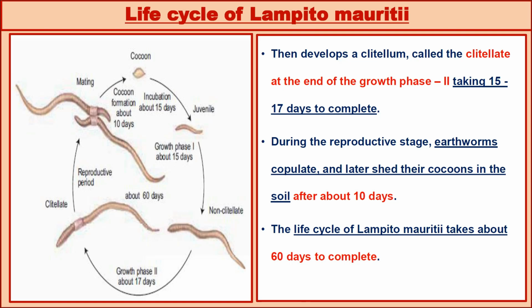In another 2 days, 15th to 16th days, they complete the growth of the clitellum. During the reproductive stage, the earthworm copulates, and again they shed their cocoon in the soil. After 10 days they die off. This is the life cycle of Lampito mauritii. It takes about 60 days to complete.